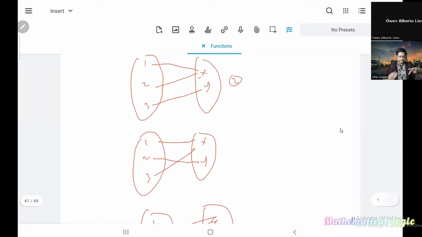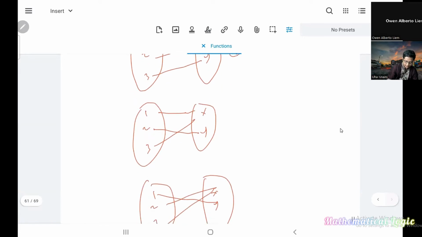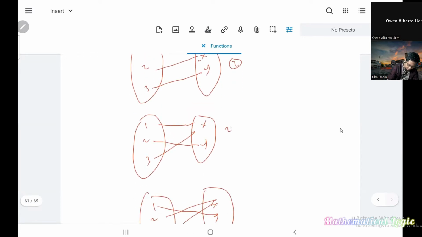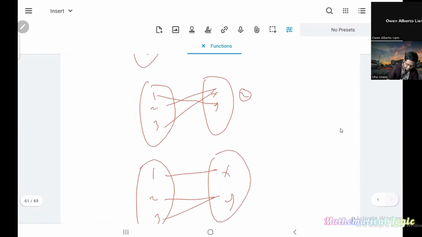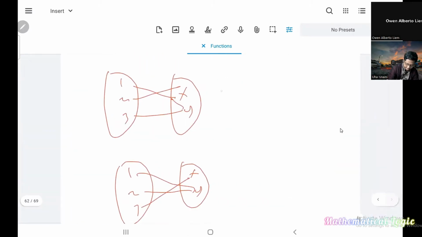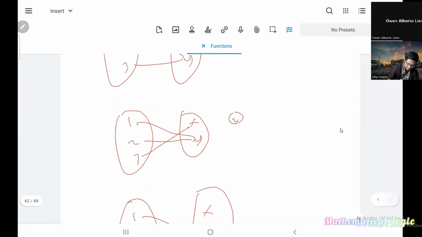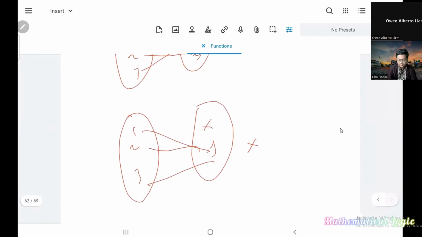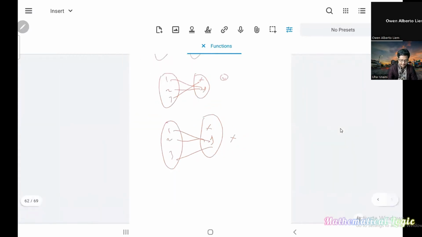Or maybe if you have 3 balls and 2 boxes, and you want to put them in, it is quite clear that one box should contain more than 1. Why? Because if you put 1 here, the last one should go to one of them, right? So it cannot be injective at all. So number 2, this one is also surjective, this one also, and this one not at all. Okay, hopefully that's clear enough.